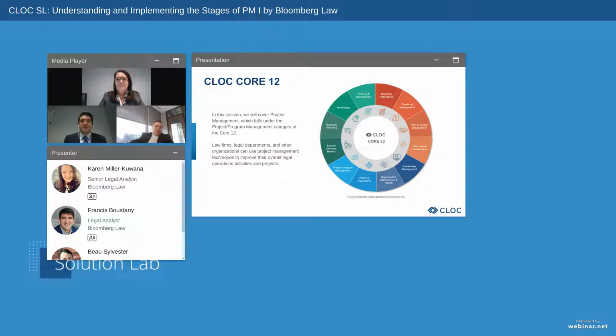I didn't want to start over. One thing I'll tell you is never try to reinvent the wheel. Always look where there's something that you can take and work with. And where I went right off the bat was to the CLOC Core 12. And I used it to kind of be the blueprint for the architecture of our legal ops program.